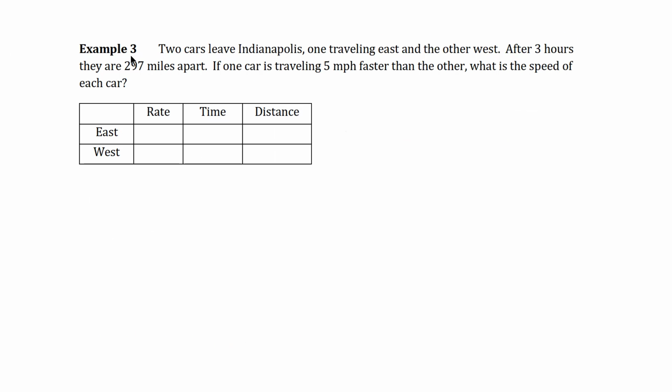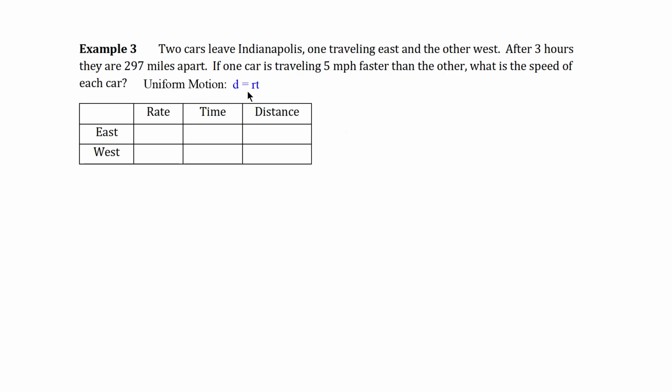In example number 3, two cars leave Indianapolis, one traveling east and the other west. After 3 hours, they are 297 miles apart. If one car is traveling 5 miles per hour faster than the other, what is the speed of each car? Again, we have a uniform motion problem, so we're going to use the distance formula d = rt.